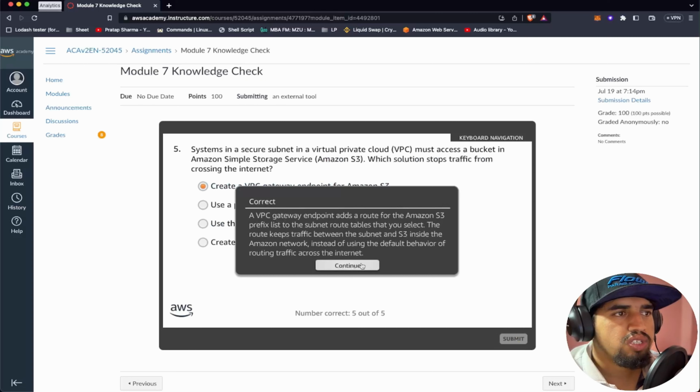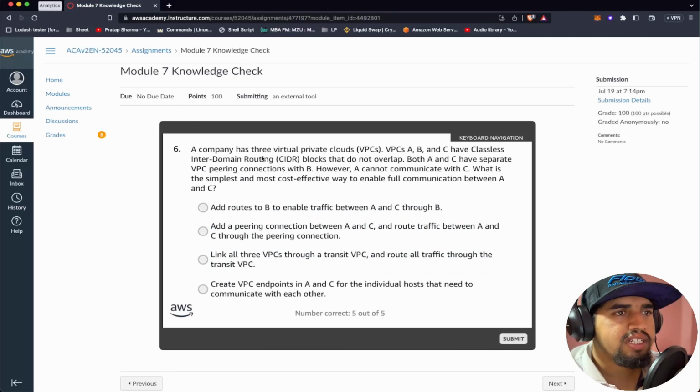Okay, so question number 6. A company has three virtual private clouds, VPC A, B, and C, that have CIDR blocks that do not overlap. Both A and C have separate VPC peering connections with B. However, A cannot communicate with C. What is the simplest and most cost-effective way to enable full communication between A and C? I think the answer here should be adding a peering connection between A and C and routing traffic between A and C through the peering connection.